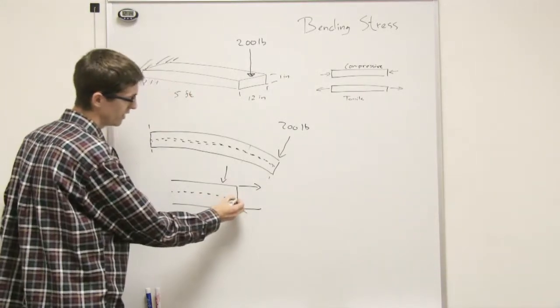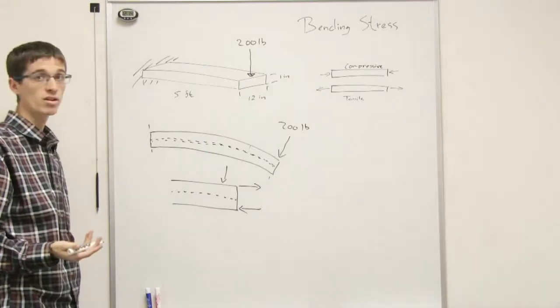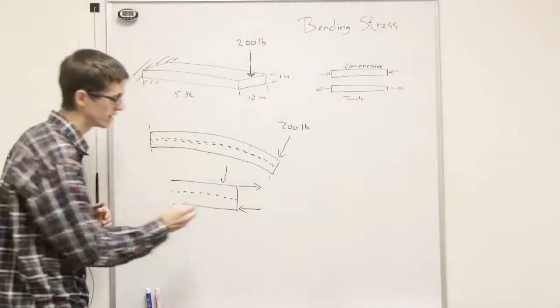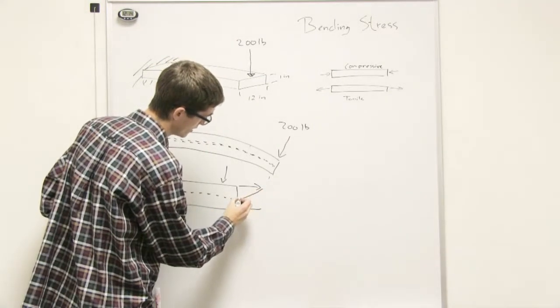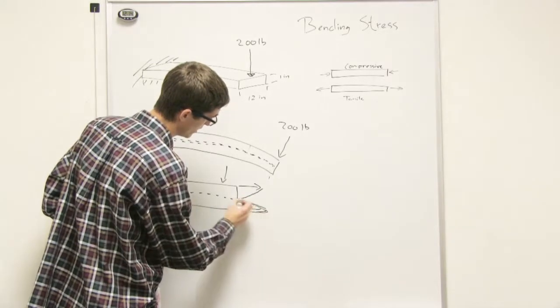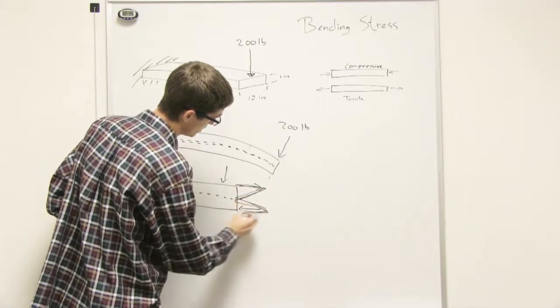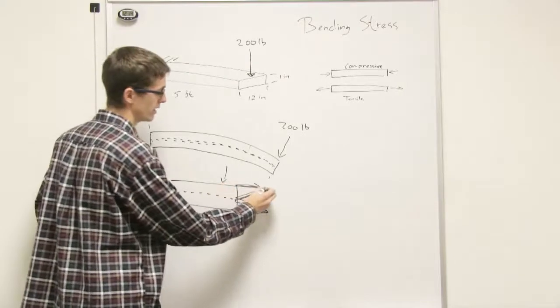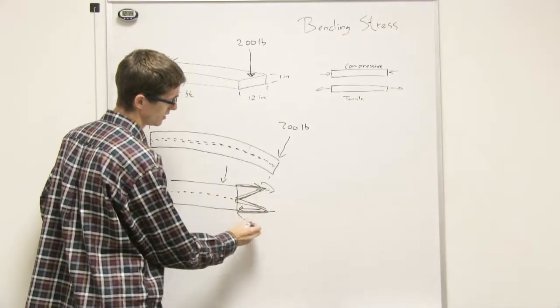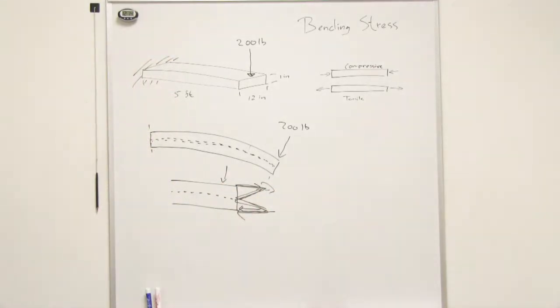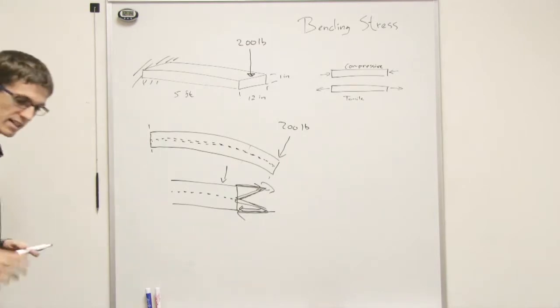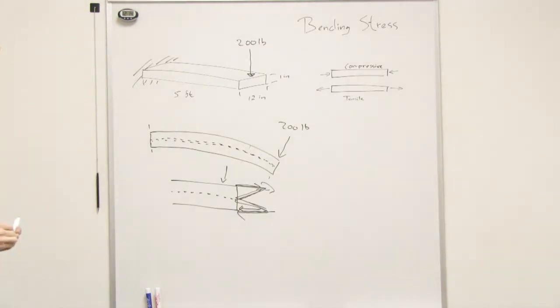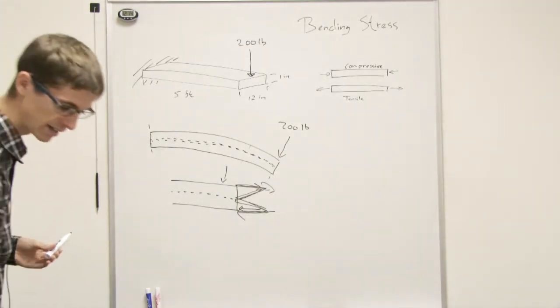And so we get some sort of compressive stress on that bottom face. The closer you get to the center, the closer that stress gets to zero. So you get stresses that look kind of like that. It's like two triangles, and this top face is going to be in tension while that bottom face is in compression, right? So that makes sense. It's pretty simple, pretty easy to understand when you look at it that way.